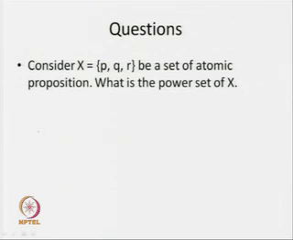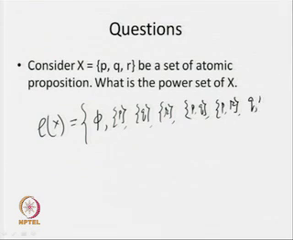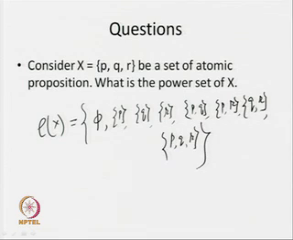Now, if X is p, q, r, then how many elements will the power set of X have? I think you know very well that we have 8 elements. So, one is the null set, then only p, only q, only r, or maybe p q, p r, or q r, and the complete set p q r. So, this is the power set of X: 1, 2, 3, 4, 5, 6, 7, 8. These are all the possible combinations, and we say that this is the power set of X.